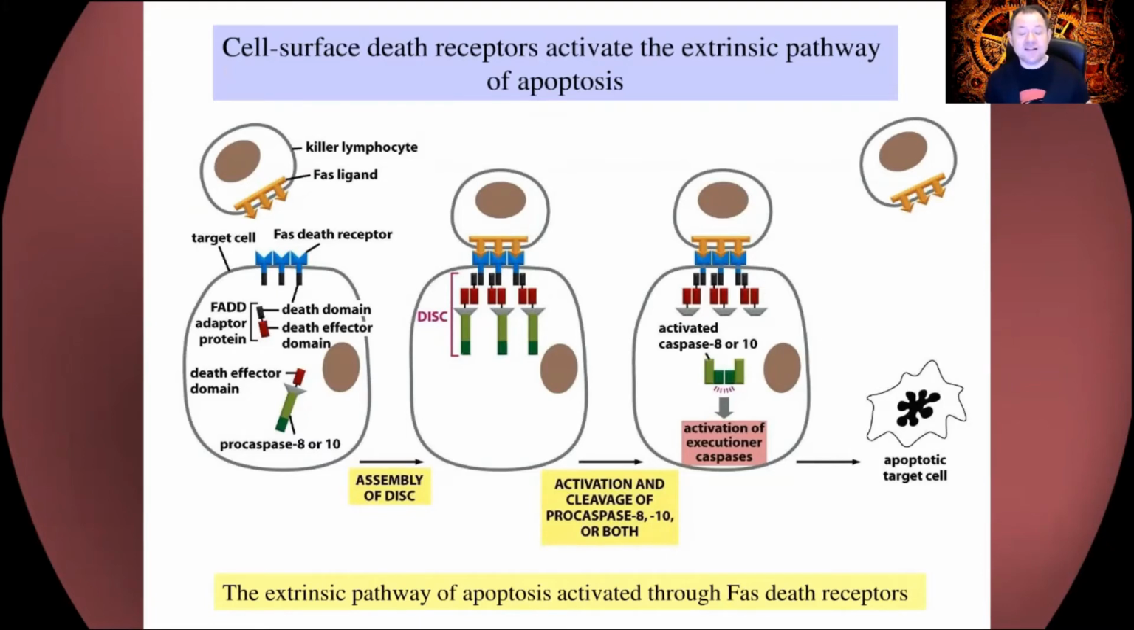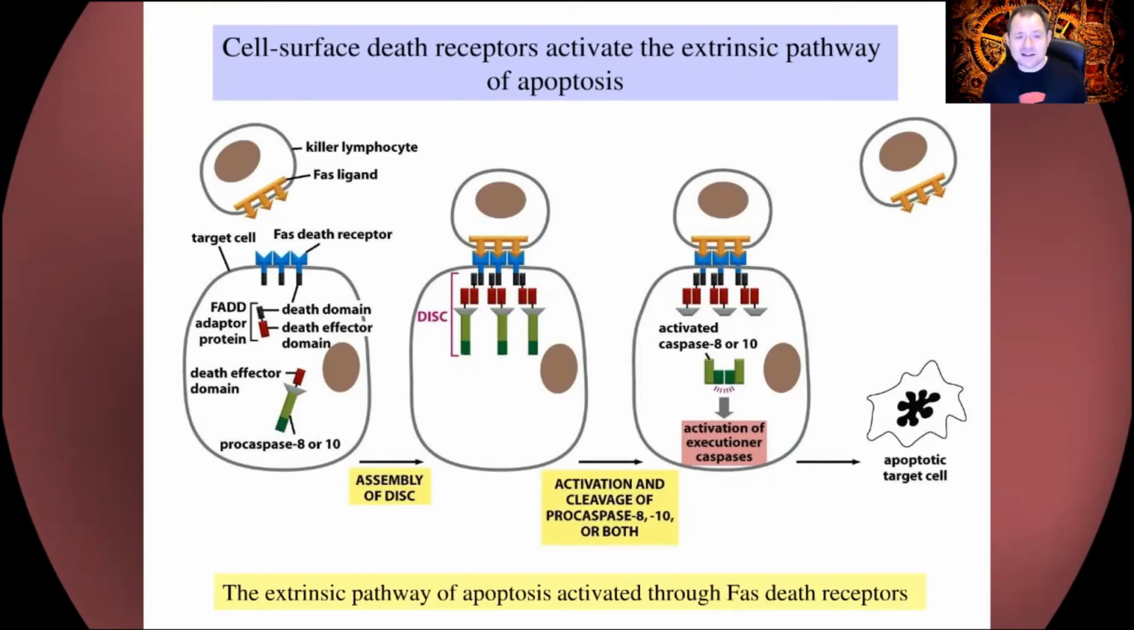Now, when the killer lymphocyte decides it's going to initiate apoptosis in a target cell, it lines up its Fas ligand with a Fas death receptor that's on the surface of the target cell. And that fits like a lock and a key. The Fas ligand fits with the Fas death receptor. Now, the Fas death receptor has what we call an extracellular domain, meaning part of it is on the surface of the cell, and an intracellular domain, meaning part of the protein is inside the cell, poking into the cytoplasm.